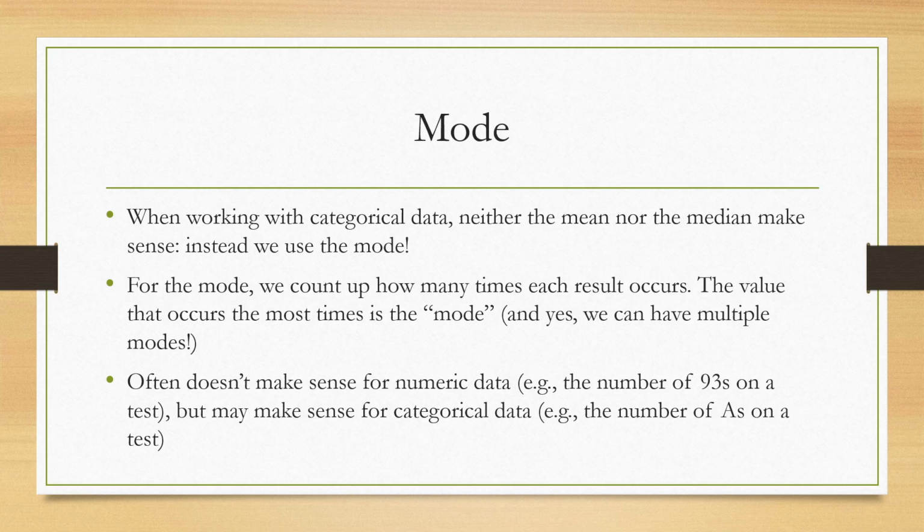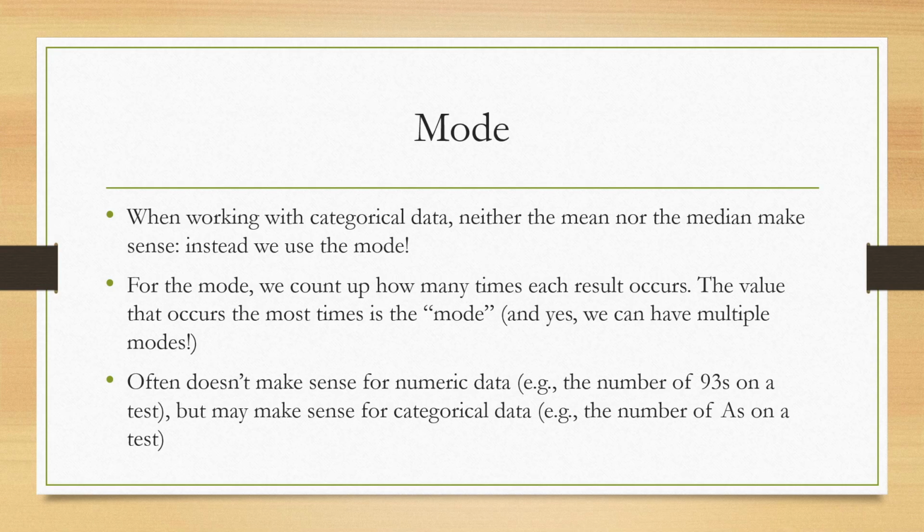Now, mode is great for categorical data, but for numerical data, it doesn't make a lot of sense. Think about how many times each result occurs. With numerical data, my numbers are grades on a test: 97, 96, 95. It doesn't really mean much to say how many times an 82 occurred on a test. On the other hand, if I have categorical or even ordinal data, how many A's are on a test, that might mean something more.